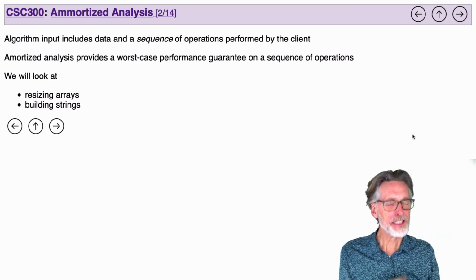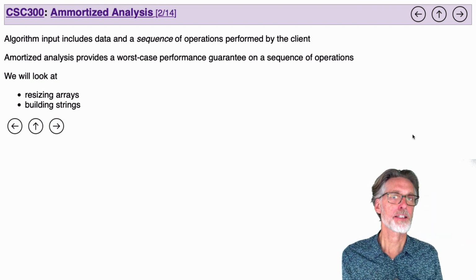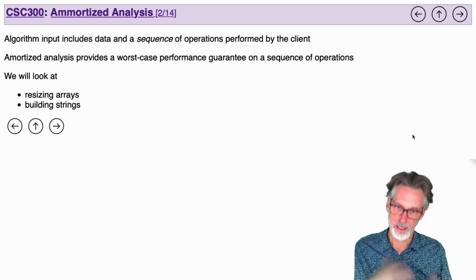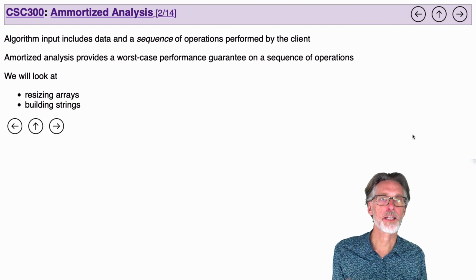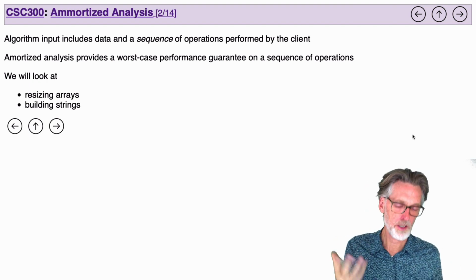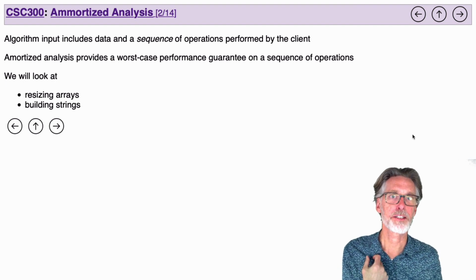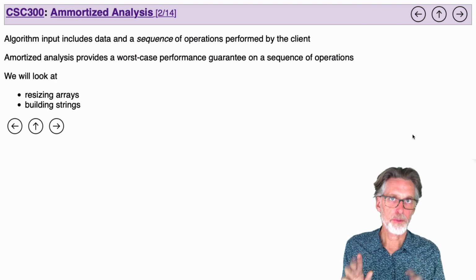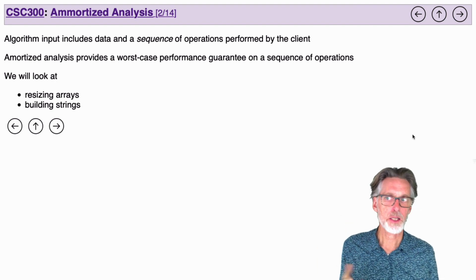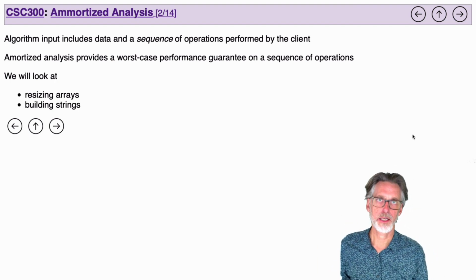And if you think about it, that's a good deal. I'm still getting less than I would be paying for 10 coffees at $3 a coffee. That would be $30 and I'm getting them for 27. So the amortized analysis I can make is, as long as I'm going to keep buying coffee, that's a good deal. We're going to look at 2 examples of this kind of amortized analysis. The first is resizing arrays, and the second is building strings.